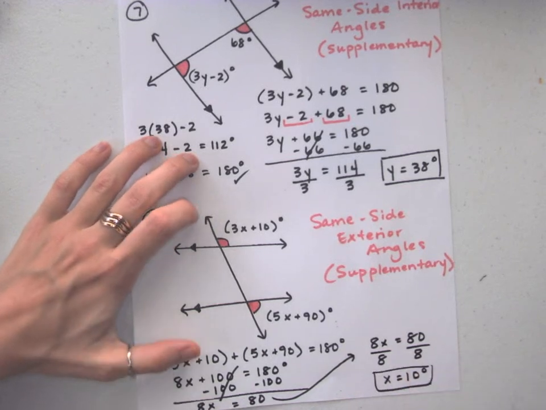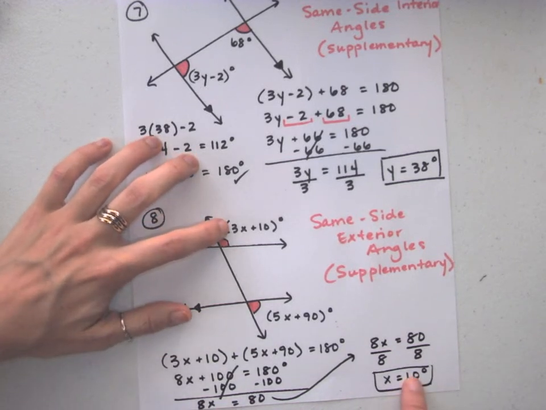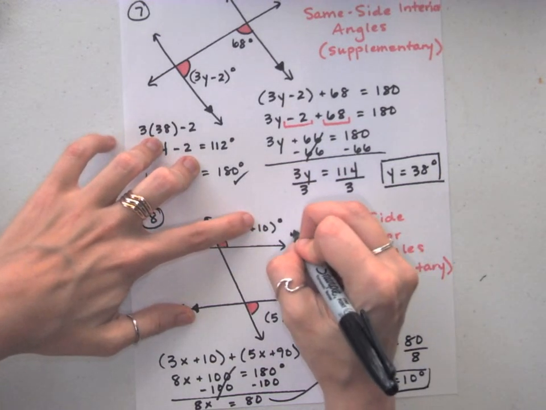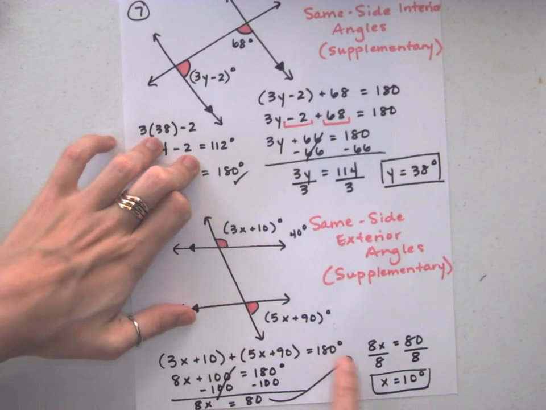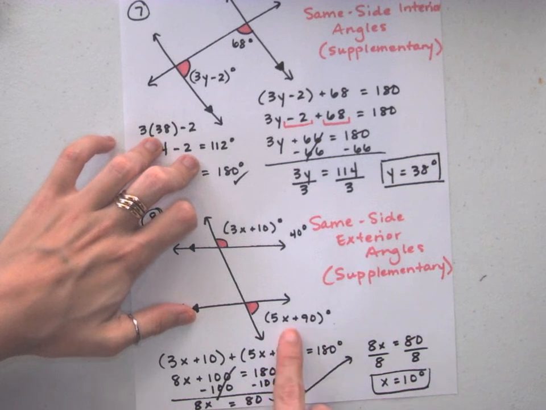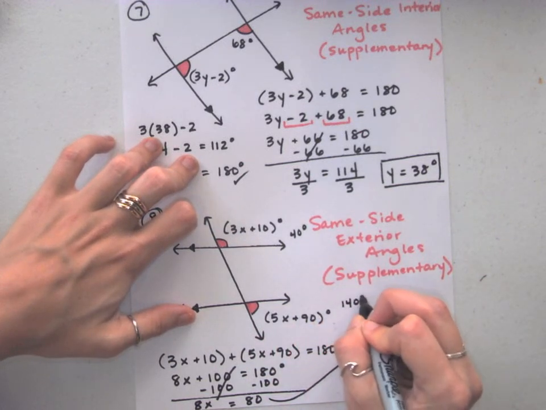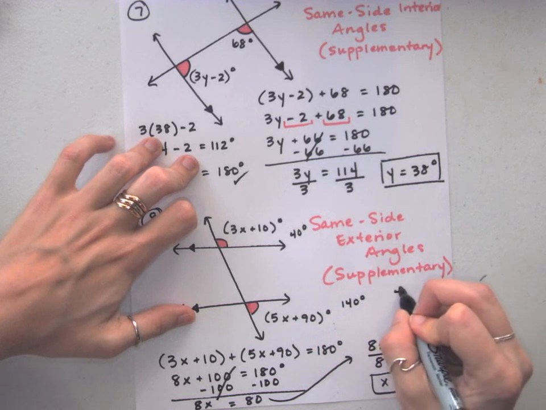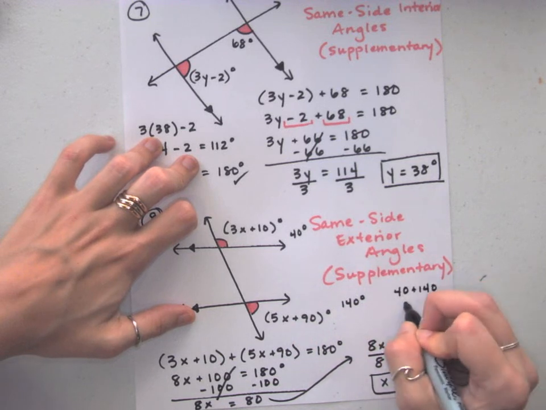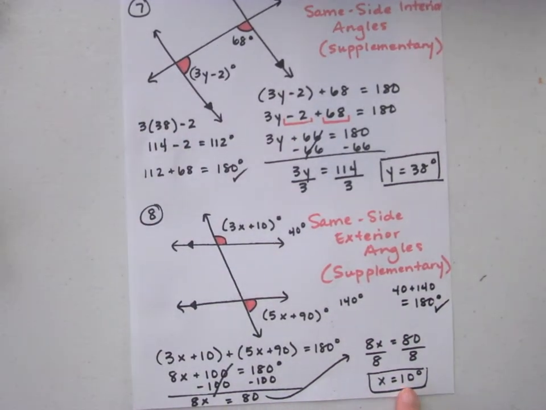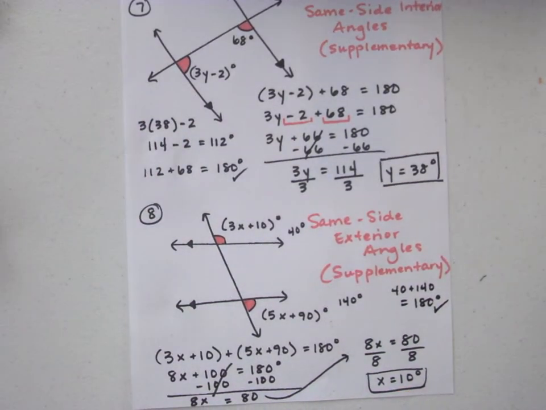And again, we can check. Let's see, 3 times 10 is 30. 30 plus 10 is 40 degrees. And then 5 times 10 is 50. 50 plus 90 is 140 degrees. And 40 plus 140 does equal 180 degrees. So we know that x is equal to 10 degrees.